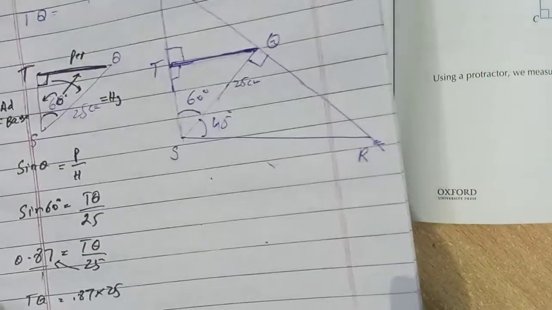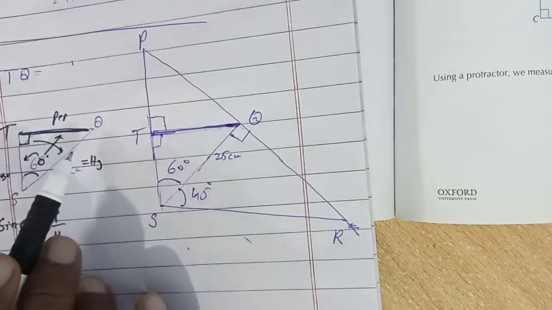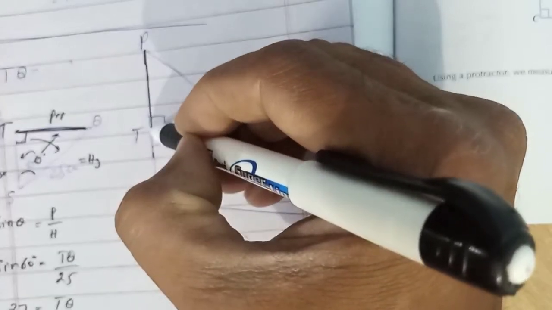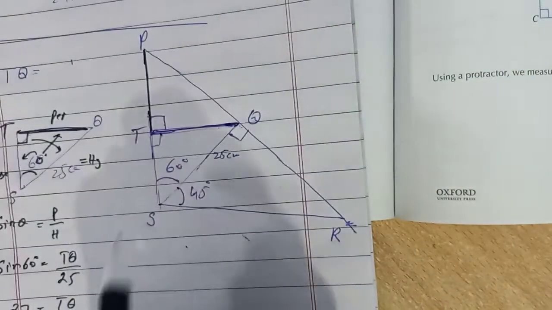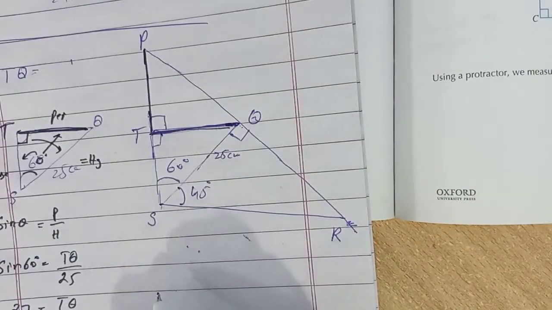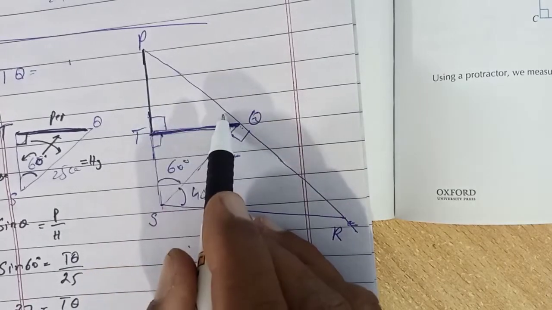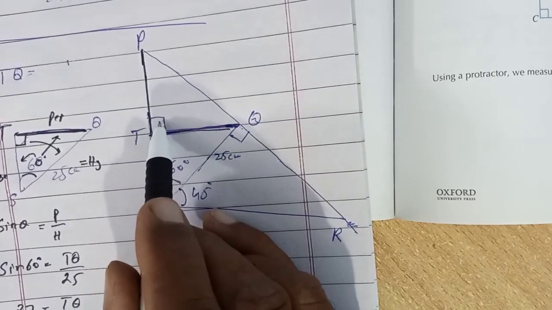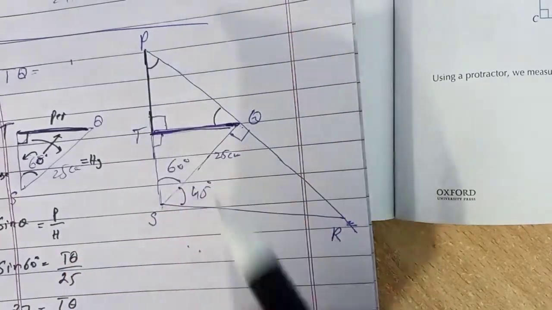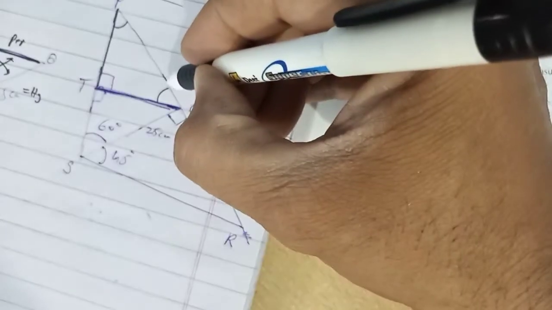Now PT you have to determine. If I look at this figure, PT is this side. If I take this triangle, we do not have any angles except 90 degree. This is 90 degree. We do not know the value of this angle or this angle. Now look, what is this? This is a straight line.